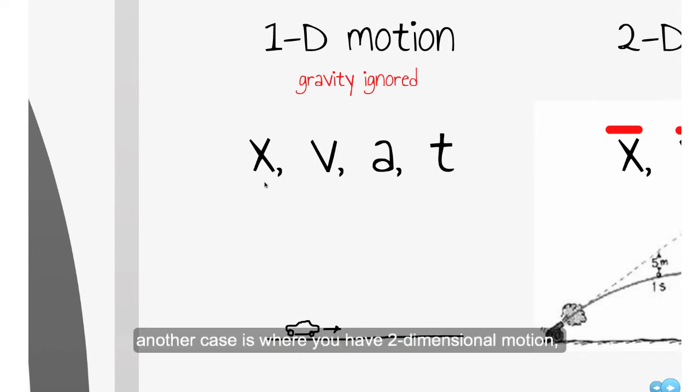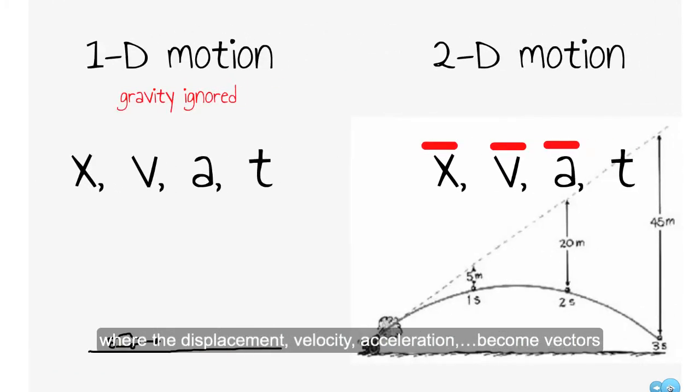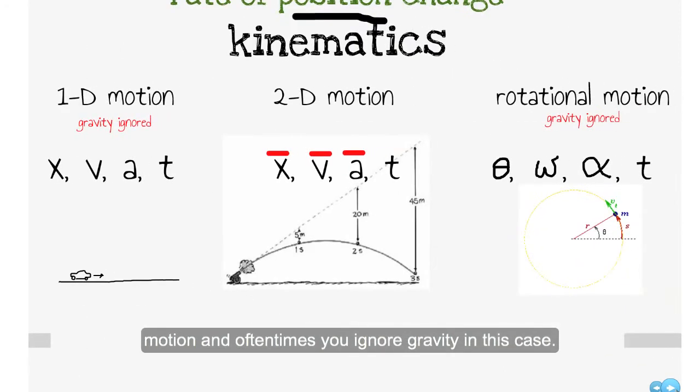And another case is where you have two-dimensional motion, where the displacement, velocity, acceleration become vectors, and you can't ignore gravity because it's operating on the motion of the object. And then the third case is where you have rotational motion, and oftentimes you ignore gravity in this case.